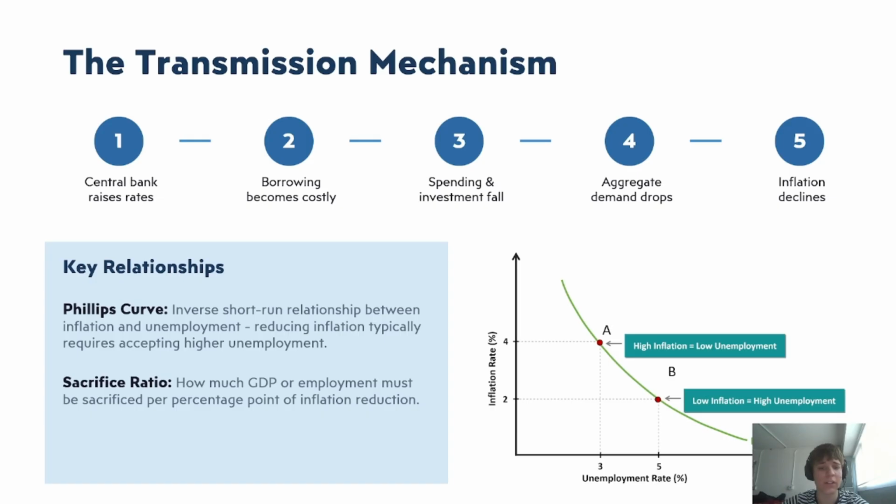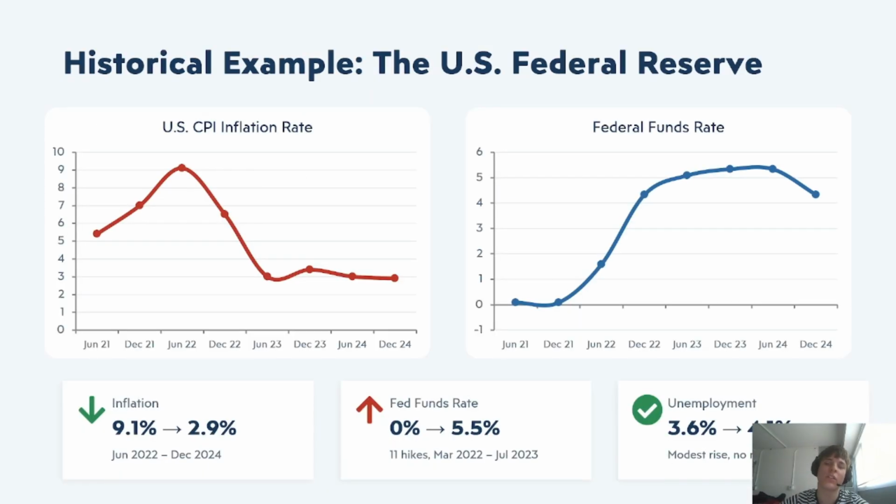The sacrifice ratio measures this cost: how much output we give up for each percentage point of inflation reduction. Now let's take a look at a historical example. I chose the US Federal Reserve.